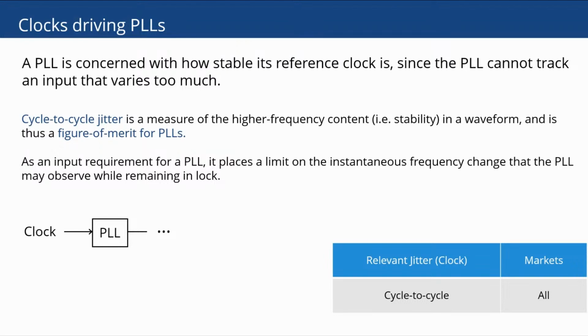So cycle-to-cycle jitter can be used as a figure of merit for high-frequency content, and on some data sheets for microcontrollers or microprocessors or large ASICs, if there's a clock input that drives an internal PLL, that clock input very often will include a cycle-to-cycle jitter spec just to ensure that the integrated PLL can lock onto that clock.